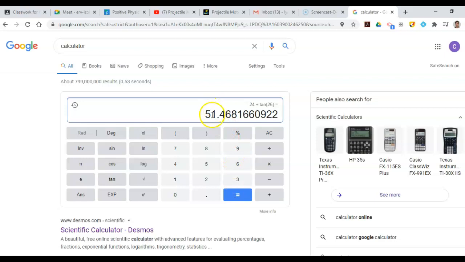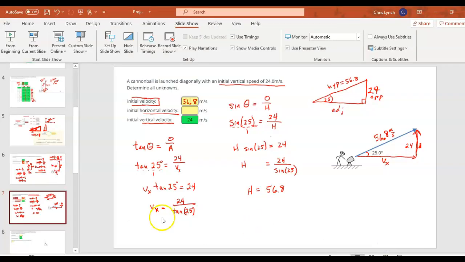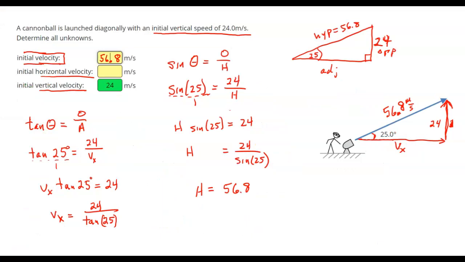51.46. We could probably call that 51.5. Okay, so then we come back, 51.5, not degrees, 51.5 meters per second. We say our velocity in the x direction is 51.5 meters per second, so our horizontal velocity is 51.5 meters per second.